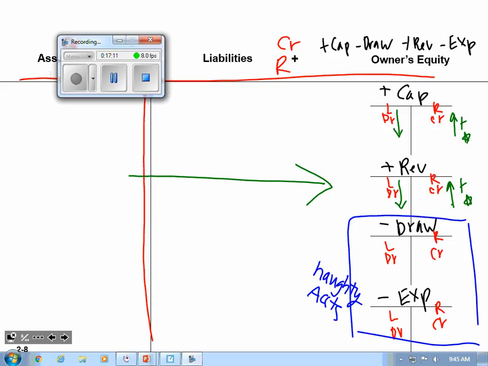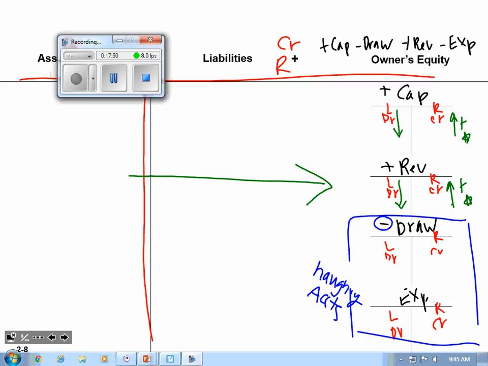Because if the owner withdraws $1,000, and don't write this in, but if the owner withdraws $1,000 and I put it on the credit side, is that making owner's equity go up or down? Up, but that's not true. The owner is taking $1,000 out. If I credit it, it makes his overall worth go up, but if I debit it, now it's following that minus. So the reason I call them naughty accounts is that they don't play by the same debit and credit rules.